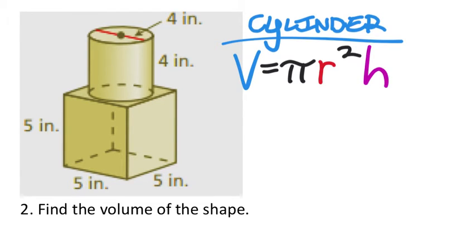Well, the radius on this one, it's not shown directly, but it did give us the diameter. How do we know that's diameter? Because it's the red line going all the way through the circle, through the center, by the way, which is important. So if I want the radius on this, all I need to do is take the diameter, which is 4, and divide it by 2. So that'd be 2 inches for my radius. So let's go back to the formula and replace r, the radius, with the 2 inches we just found. And then the height shows at 4 inches. So let's replace the h for height with 4 inches.